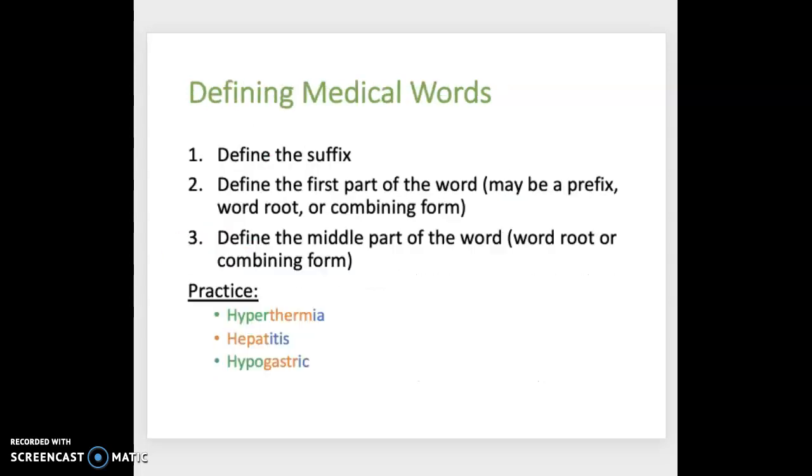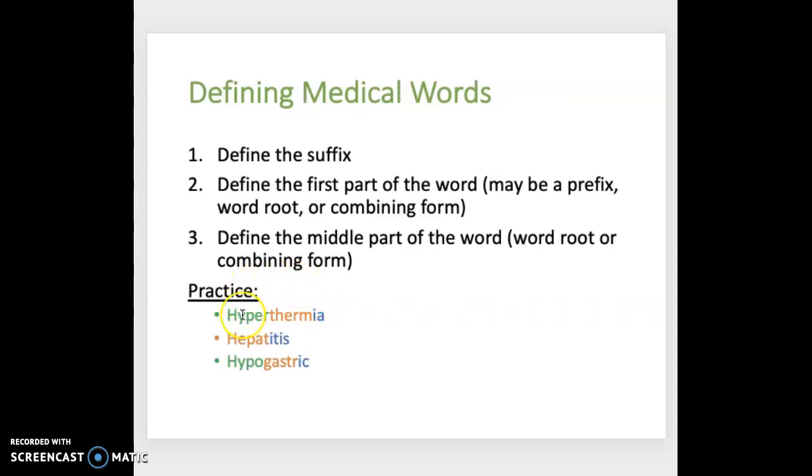So let me go back here actually, and we can practice defining. We'll do the first one. So with hyperthermia, we start with the suffix ia. And in chapter 2, you'll learn that ia means a condition.